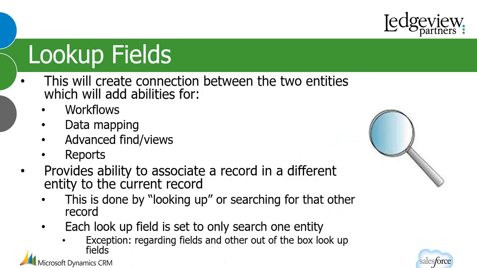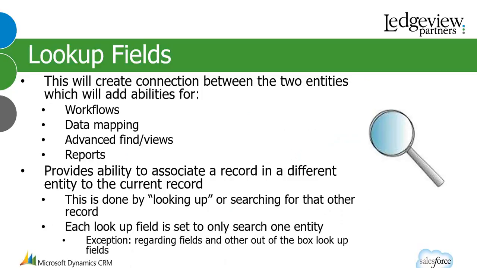Lookup fields also provide the ability to associate a record in a different entity to the current record. So what I mean by that is John Smith is associated to ABC Trucking. When you're in John Smith's record, you can quickly click right into ABC Trucking and vice versa. So it creates that direct connection. And this is done by doing a lookup, which is a nice fancy CRM way of saying searching for that other record.